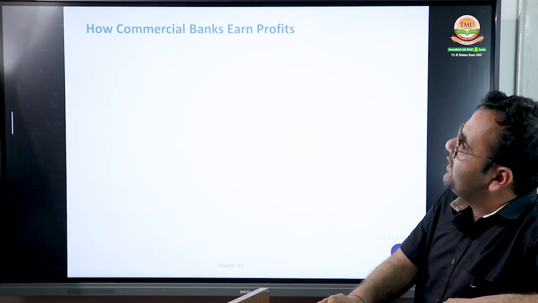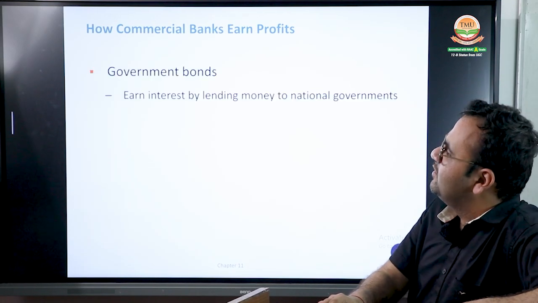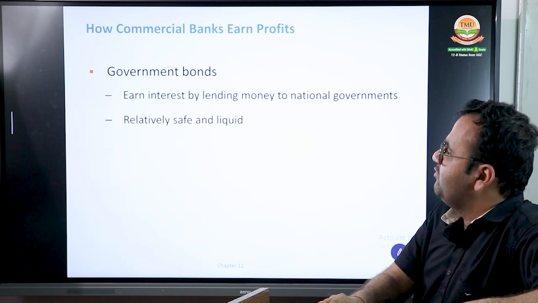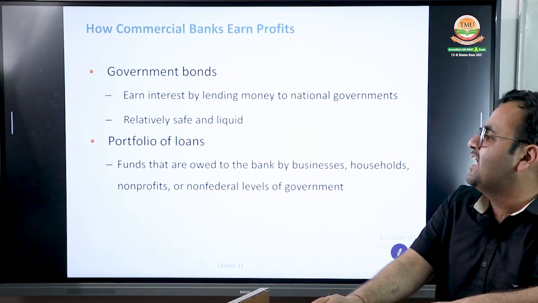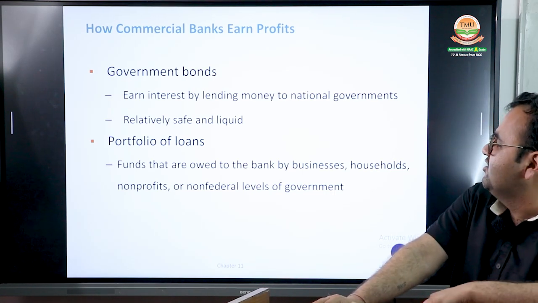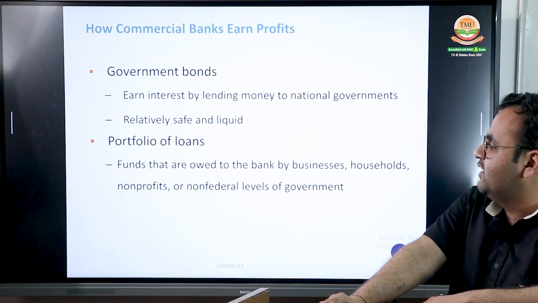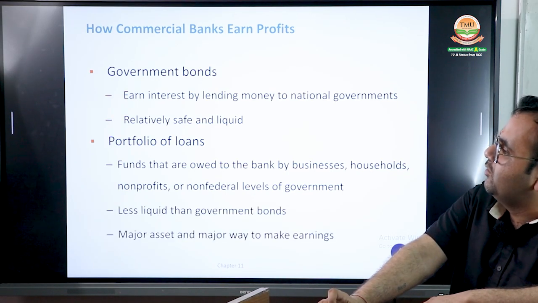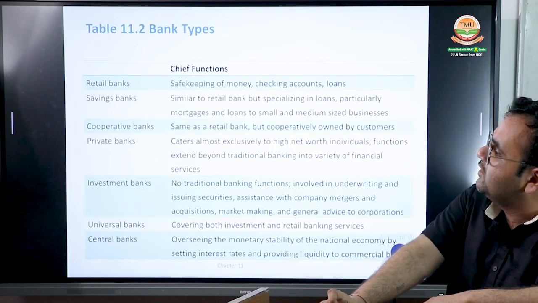How does a commercial bank earn profit? Government bonds earn interest by lending money to the national government, a relatively safe and liquid portfolio of loans. Then there are funds owed to the bank by a business, household, non-profit, or non-federal level of government, which are less liquid than government bonds. These are the major assets and the major way to make earnings.